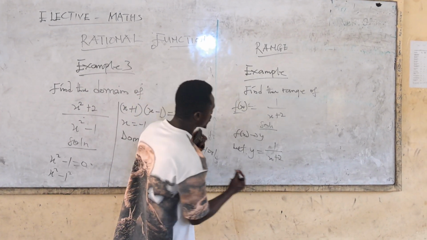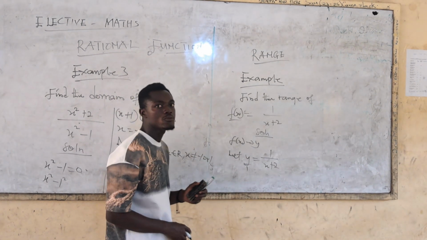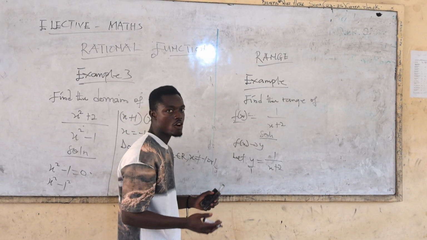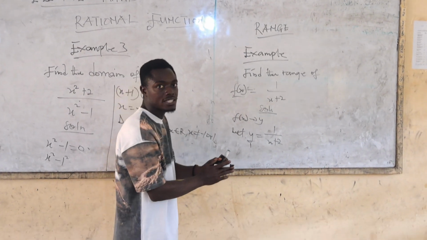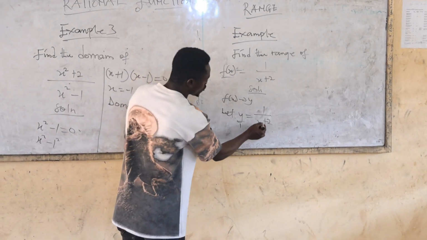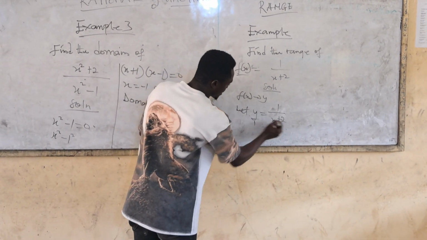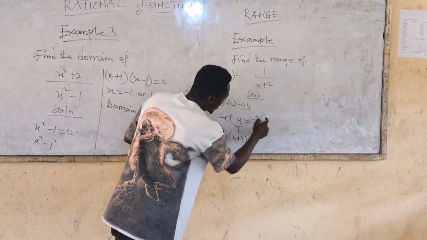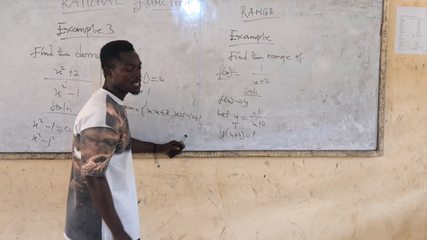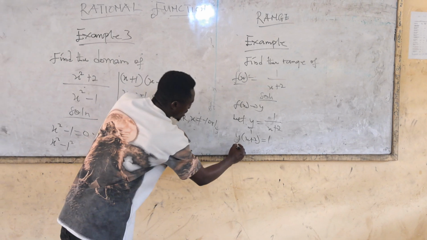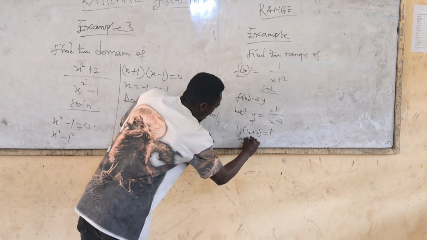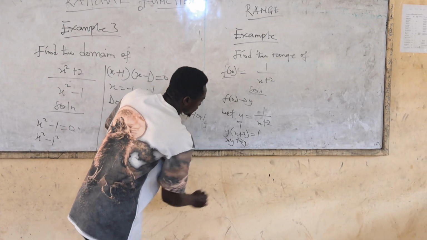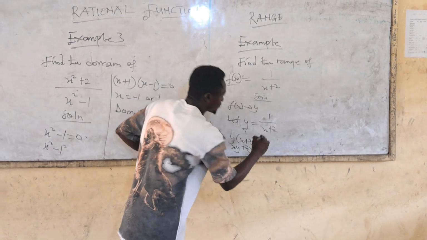So what should we do? This one is over 1. So we do cross multiplication, or we multiply it through by the common LCM. If you do cross multiplication, this one will come and multiply this. You are going to have y multiplied by x plus 2, then this 1 times 1 will give us 1. Let us expand the bracket. I'm going to have xy plus 2y equals 1.